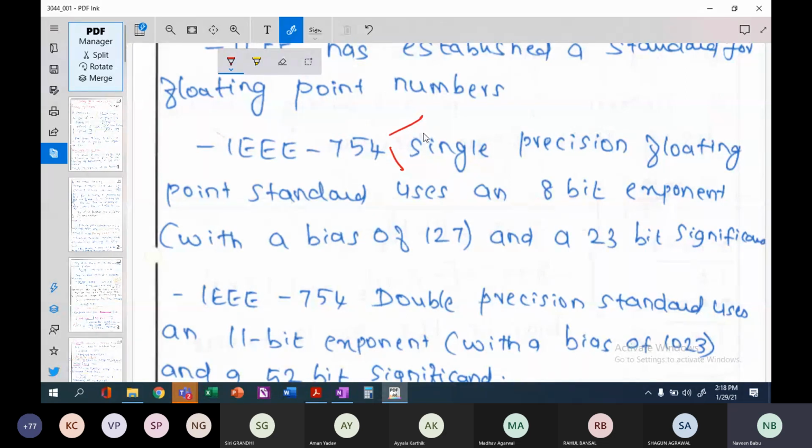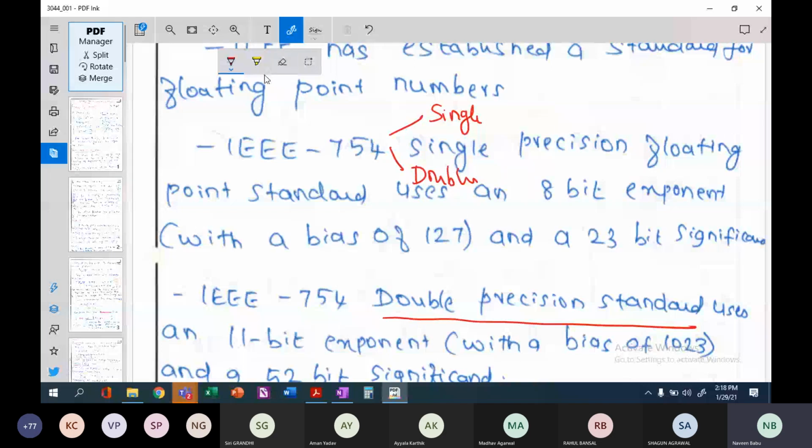It is something like creating a law. If we create a law, there will be multiple articles and acts in it, right? Similarly, IEEE 754 has two different standards, especially for representing floating point numbers. One is called the single precision floating point standard, and the second is called the double precision floating point standard.